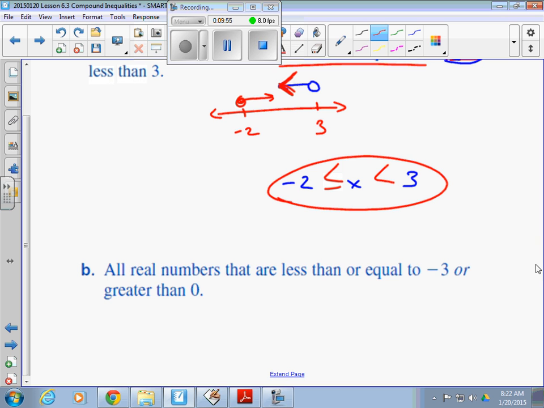Do the same thing for this one. All real numbers less than or equal to -3, or, notice it says or for this one, greater than 0. Take about a minute.